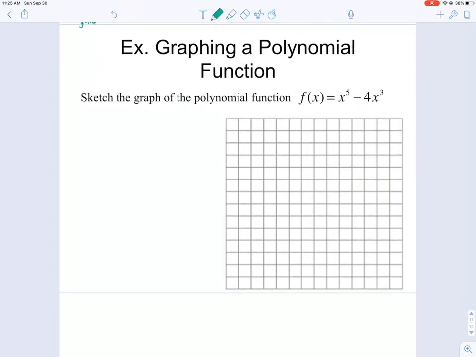All right, so let's look at this last example. Degree is 5, right? I just looked to the largest exponent. Leading coefficient is just 1. So end behavior, okay, odd degree, positive leading coefficient, end behavior will be like a line with a positive slope.